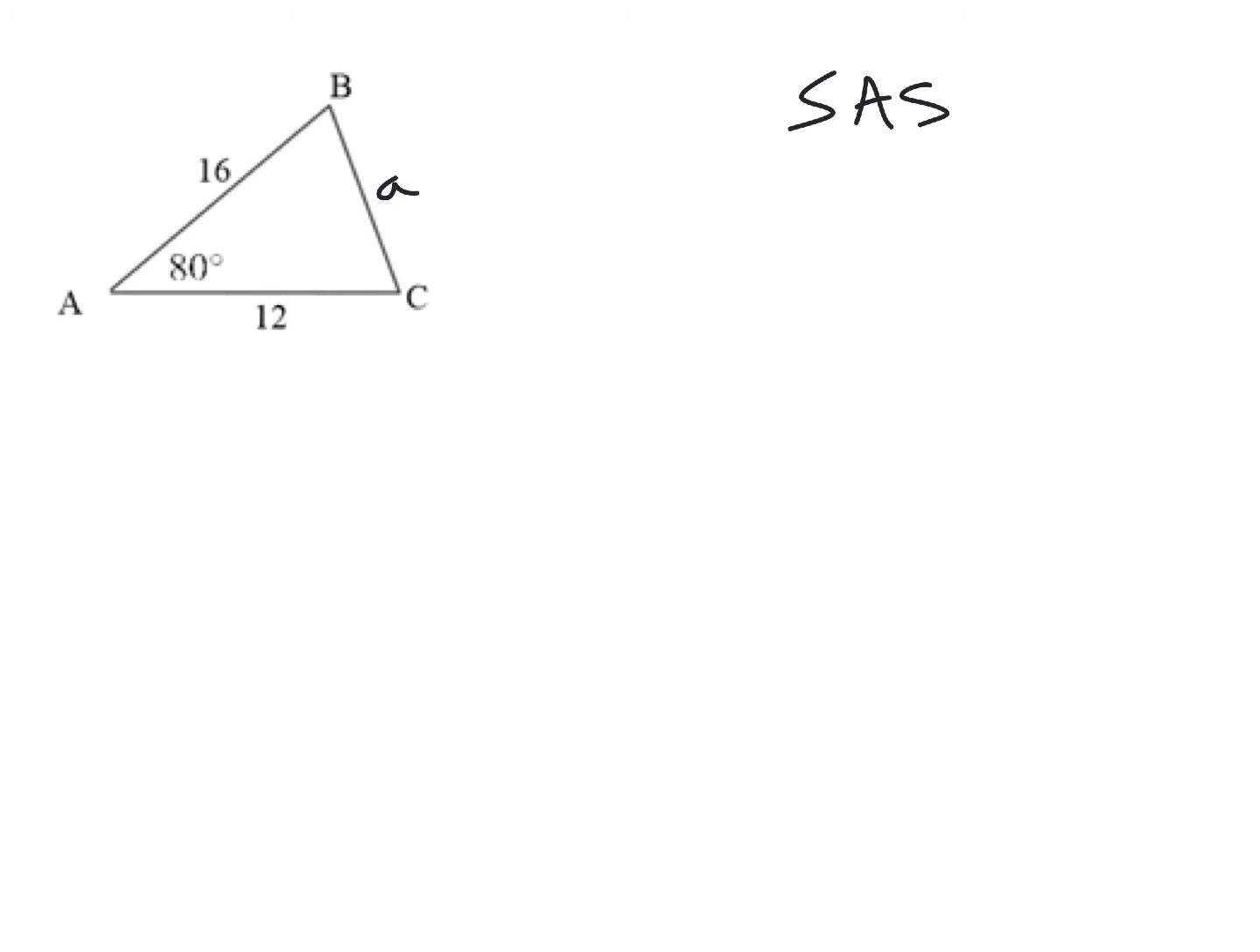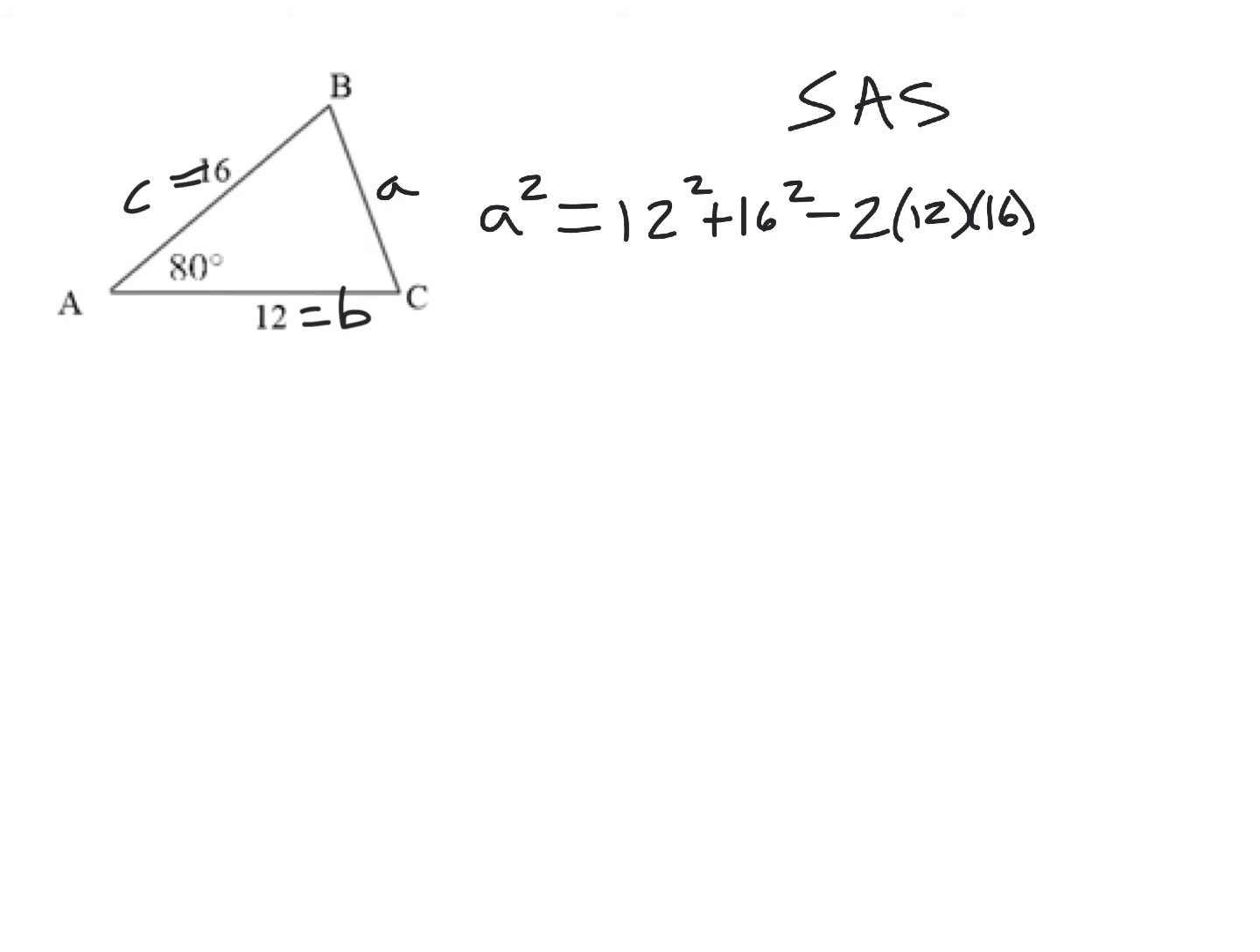First thing I'm going to do is get side length A, which would look like this. Okay? The formula will actually get us A squared. So I'd have 12 squared plus 16 squared minus 2. Right? Now, if you're going really, really closely off the formula and plugging in number for letter, 12 is B, 16 is C, and then cosine of 80.